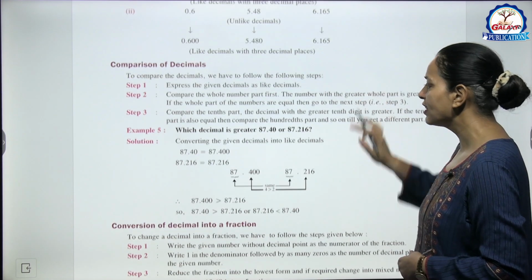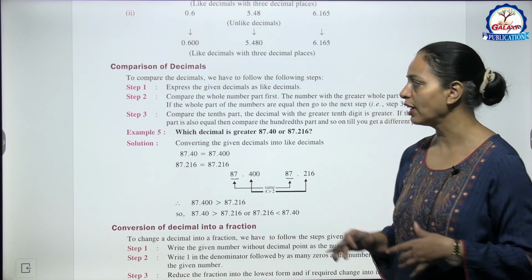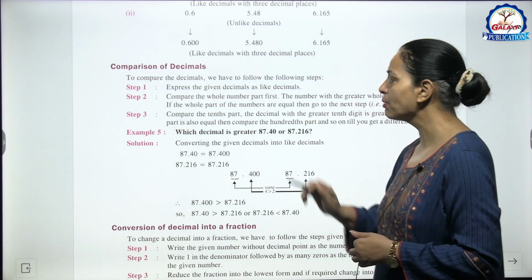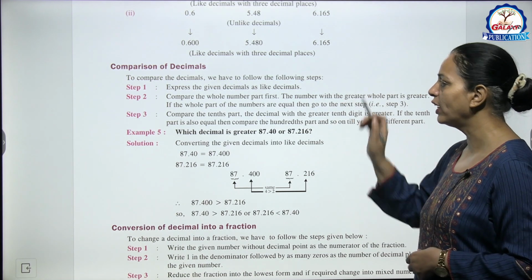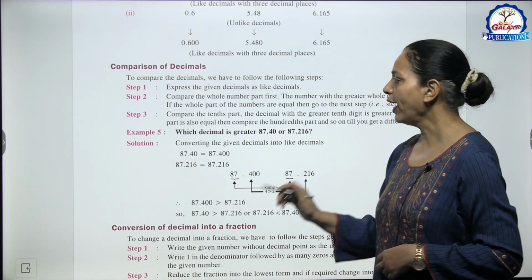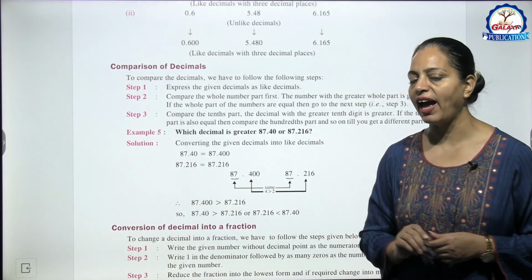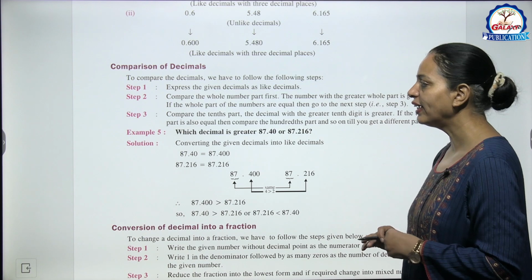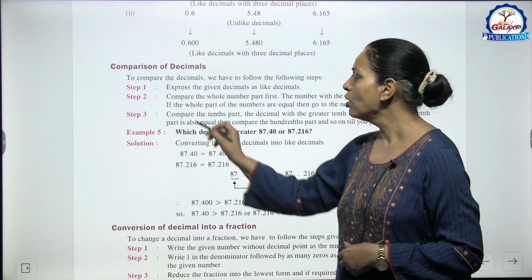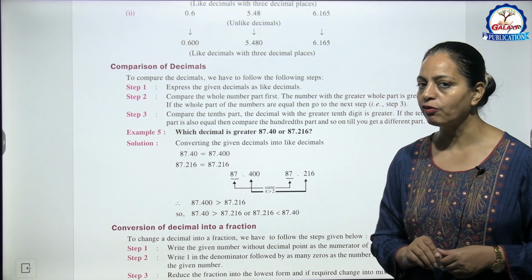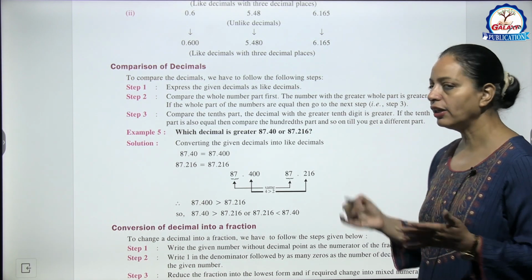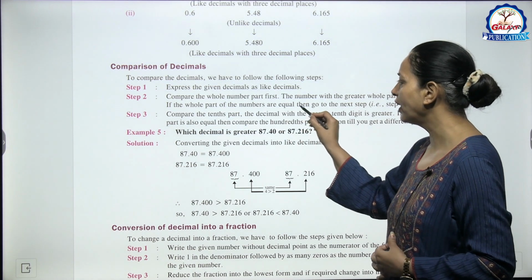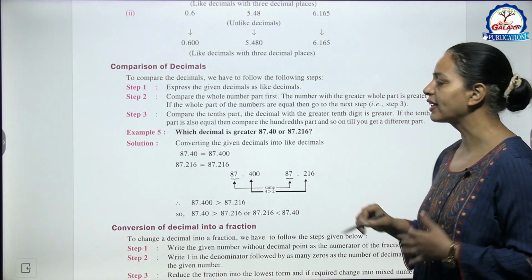Now the next is comparison of decimals. अब decimal numbers को कैसे compare करें? So to compare the decimals, we have to follow the following steps. Step 1, express the given decimals as like decimals. First of all, उन्हें हम change कर देंगे like decimals में. Now step 2, compare the whole number part first. The number with the greater whole part is greater, and if the whole part of the numbers are equal, then go to the next step.